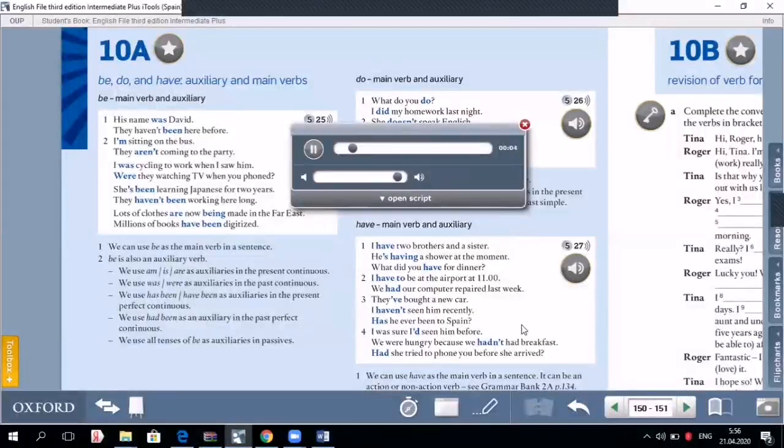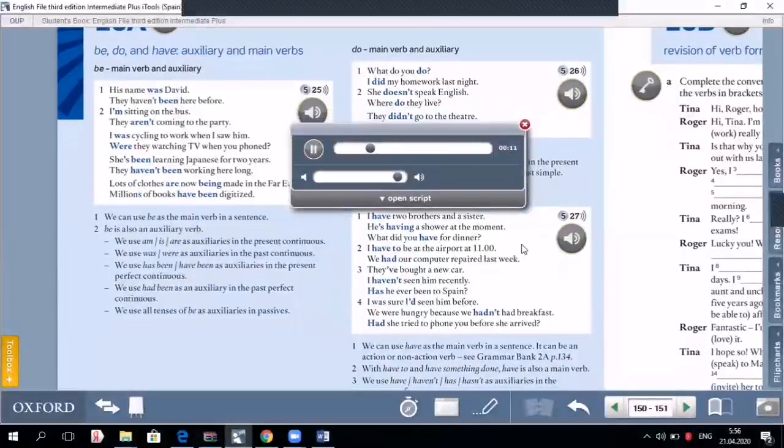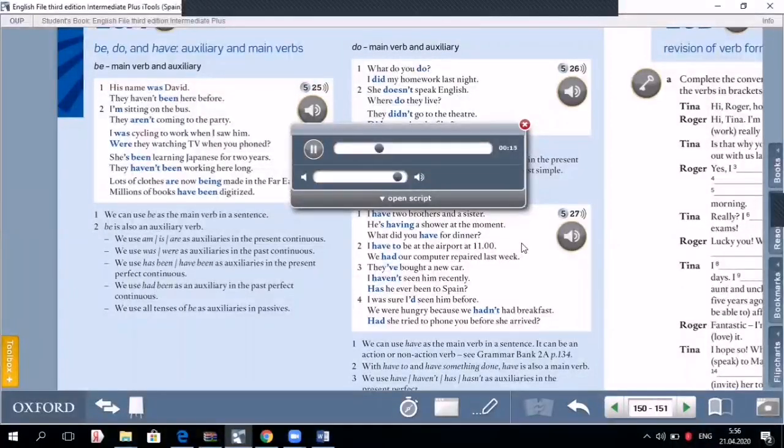Point 27. 1. I have 2 brothers and a sister. He's having a shower at the moment. What did you have for dinner? 2. I have to be at the airport at 11. We had our computer repaired last week. 3. They've bought a new car. I haven't seen him recently. Has he ever been to Spain? 4. I was sure I'd seen him before. We were hungry because we hadn't had breakfast. Had she tried to phone you before she arrived?